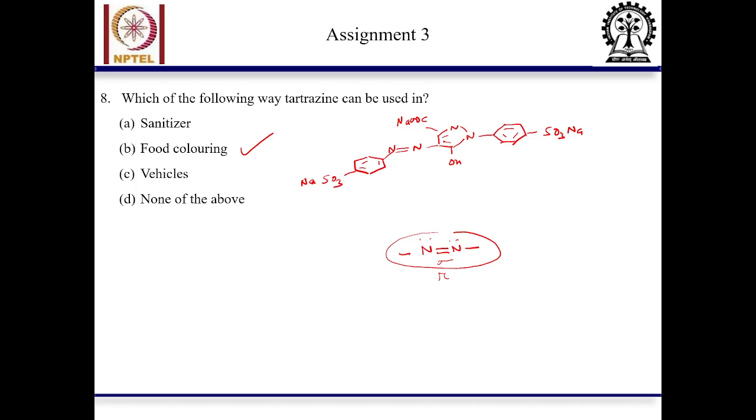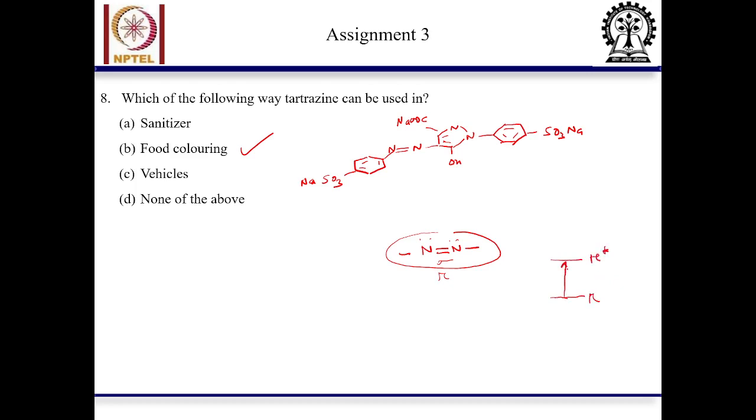So whether it is sigma to sigma star, sigma to pi star, which is very weak, or pi to pi star, you have to find out what is the main electronic transition which is responsible for the color. So suppose you have two energy levels, and this is, suppose, pi to pi star. I am taking the simple example.